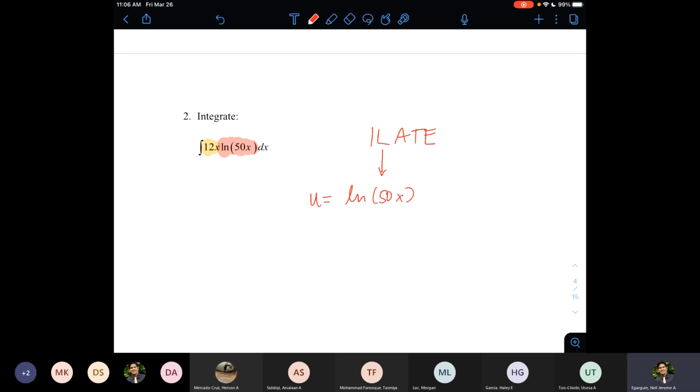So that's what I'll try to be the u. And then the algebraic function will be my dv, 12x dx. Again, we can easily differentiate this. We can easily integrate this. So integration by parts looks good for this problem, right? So solve this by integration by parts.